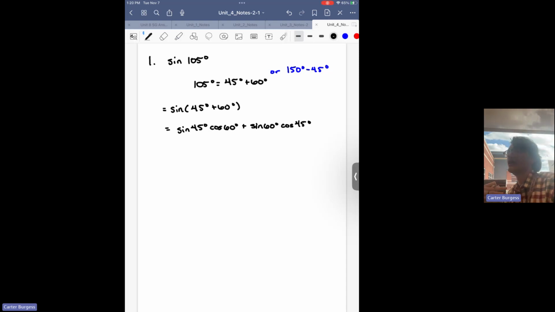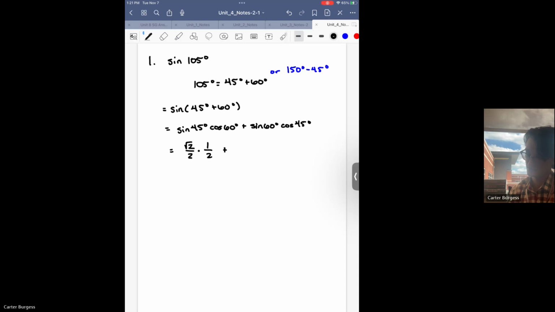We have gone from an angle that we can't deal with, 105, into a bunch of smaller pieces, each of which we can evaluate. So for instance, what is sine of 45 degrees? Root 2 over 2. What is cosine of 60 degrees? One half. What is sine of 60 degrees? Root 3 over 2. And then what is cosine of 45? Root 2 over 2. Very good.